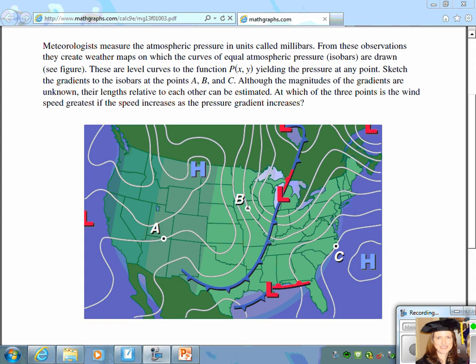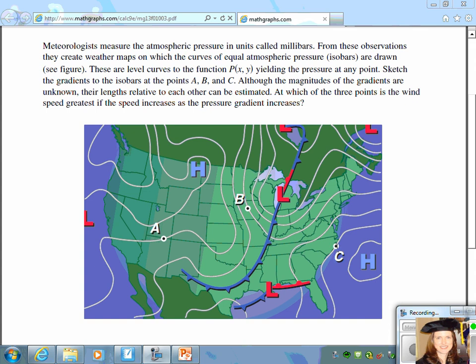So again, if you're at point A, it appears that this would be a relatively small vector normal to the level curve. Now, if you're at B, this is low pressure here, it's going to be a much longer vector pointing in the direction of the greatest increase. It's going to be normal to the curve. And if you're at C, the gradient vector is probably not as big, definitely not as big as the gradient vector at B.